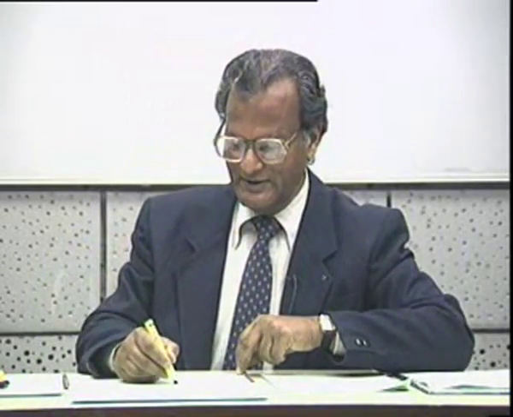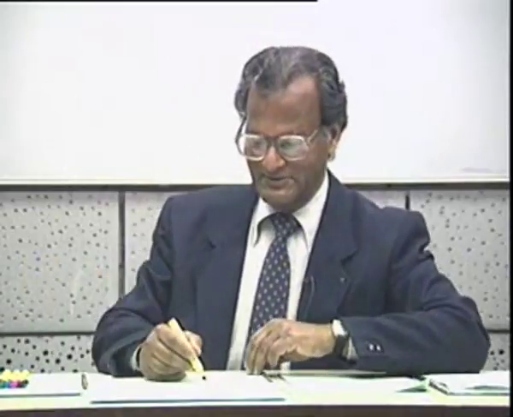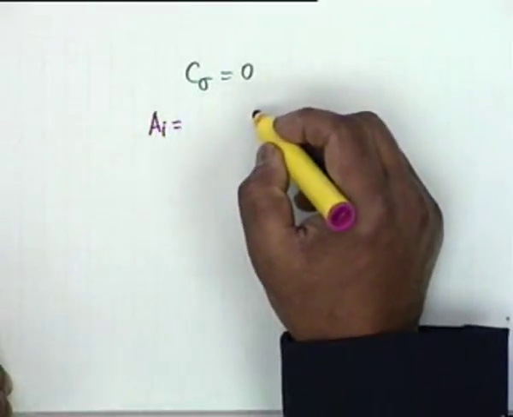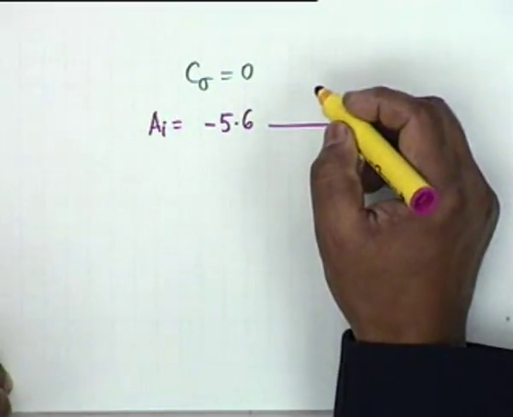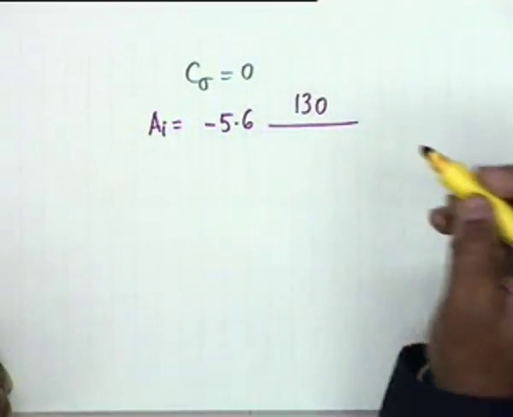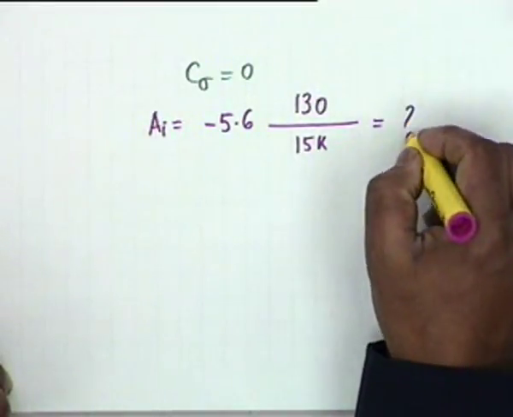We next complicate matters. Let us put C sigma equal to 0. That is an unbypassed source resistance. We haven't found the current gain. A sub I is AV, that is minus 5.6 multiplied by RI, RI is 130K divided by RL is 15K. You calculate what this value is.